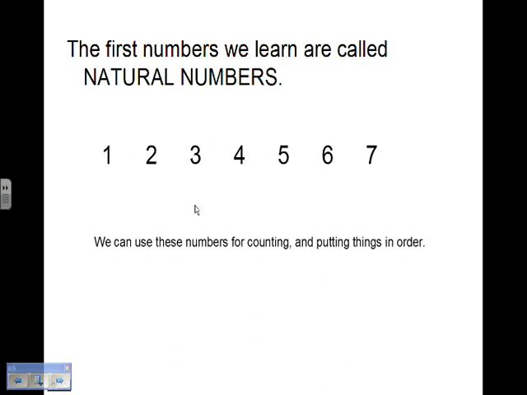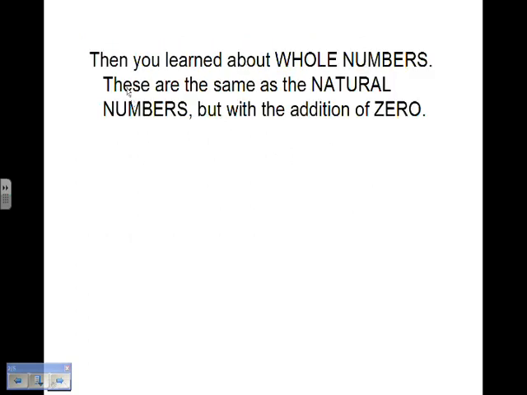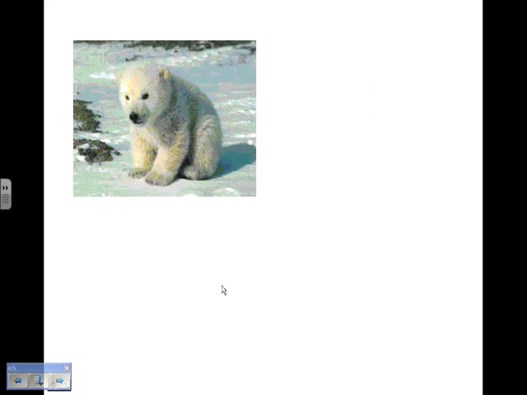Now after that we learn about the whole numbers, and those are the same as natural numbers, but they include 0. 0 of course is an important number because it indicates nothing, which becomes extremely important when we're doing different sorts of mathematical operations.